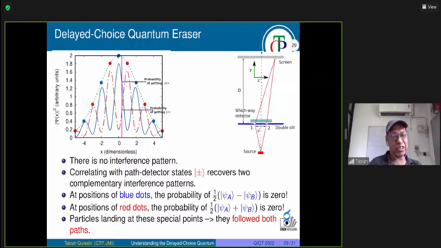But now look at these special positions where I have denoted these with blue dots and red dots. Look at this blue dot, for example. At this position, you can see that this is the probability of getting the minus eigenvalue of the Q operator. The probability of that is 0 at this point, and the same at this point. So at the positions of these blue dots, the probability of getting minus is 0.